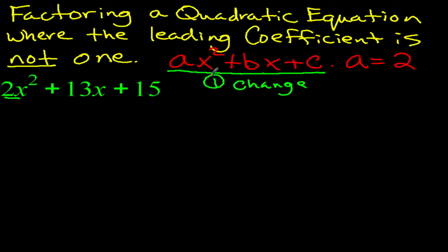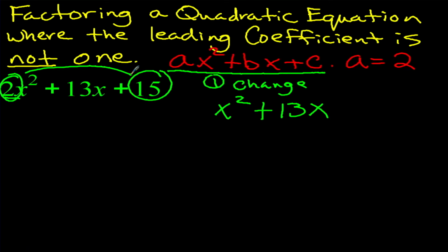So the first step is to make a change. The way we're going to change it is we're going to drop off the leading coefficient of 2, and we're just going to write it as x squared plus 13x. But to get our constant, we are going to multiply a times c. So in this case, we're going to multiply 2 times 15, which is going to give us a plus 30.